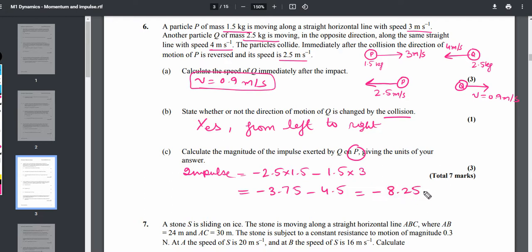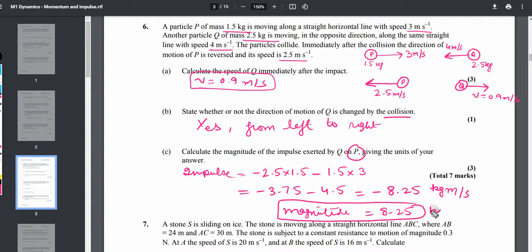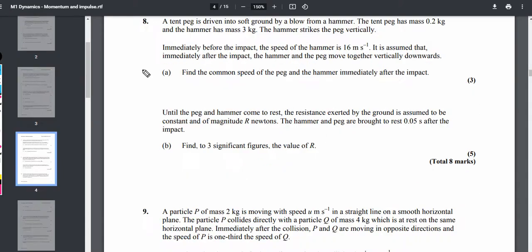So the impulse is -8.25 kilogram meter per second, and the magnitude will only be equal to 8.25. So that's the magnitude, and the unit is kilogram meters per second because the unit of change in momentum and momentum is the same. So this is how we do this question. Now let's move on to the next one.